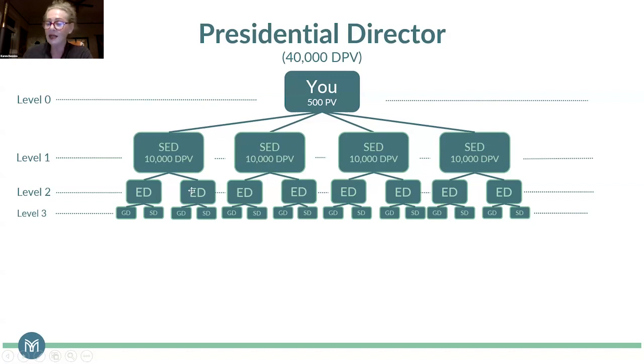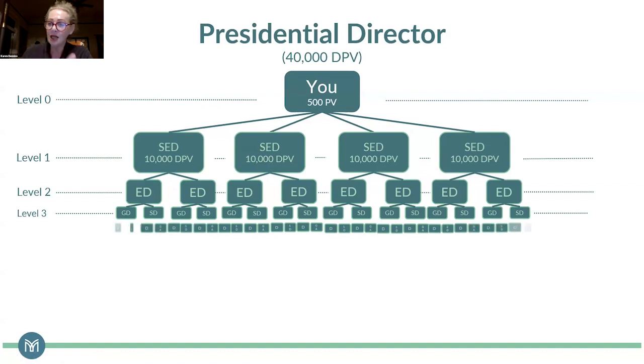They in turn have executive directors under them, and those executive directors have gold directors and silver directors under them, and so it goes on. There would probably be a level 4 and possibly a level 5 by now. So it just continues. It takes on a life of its own, actually, after a while, which is very exciting.